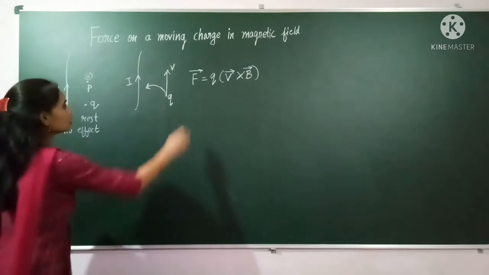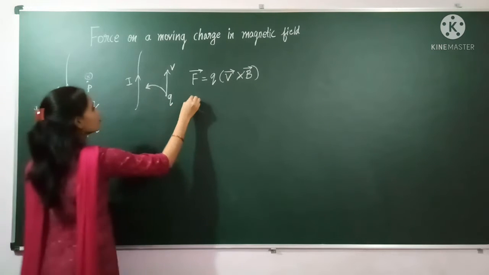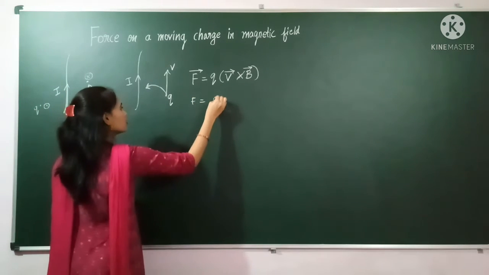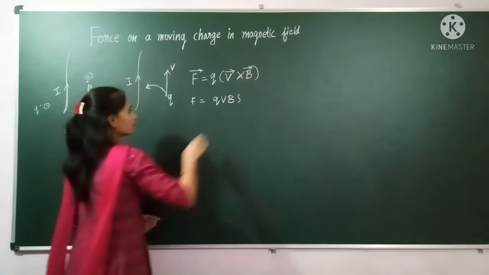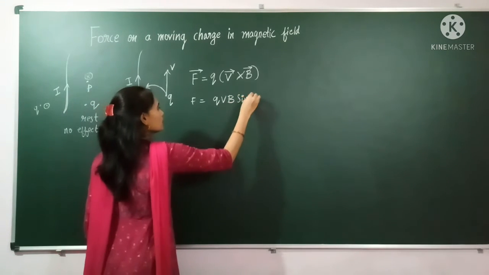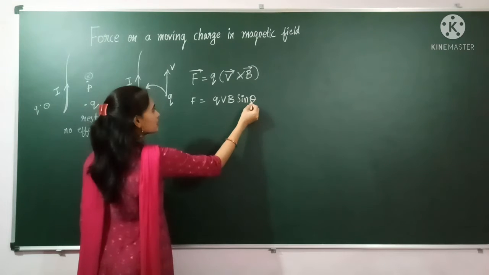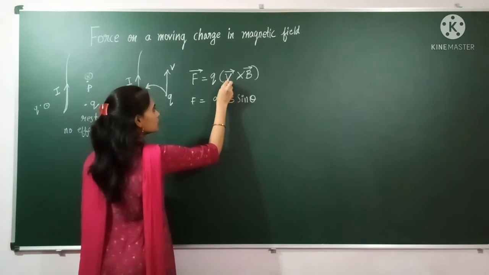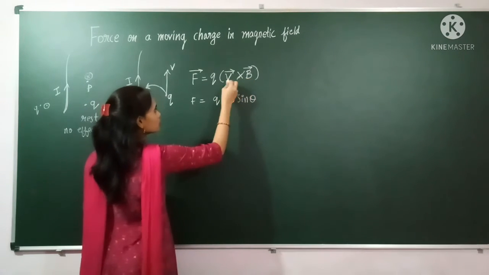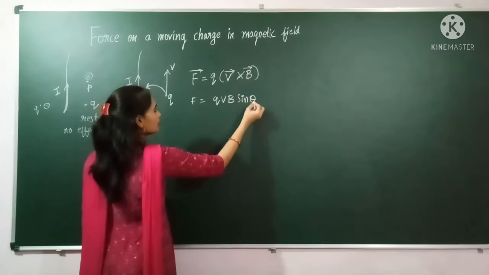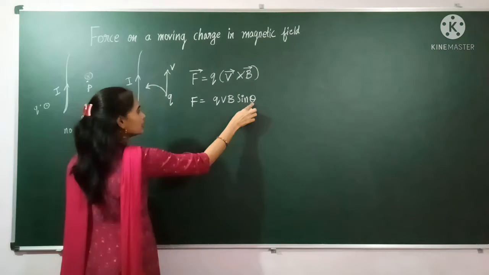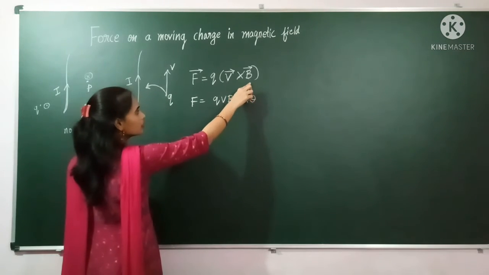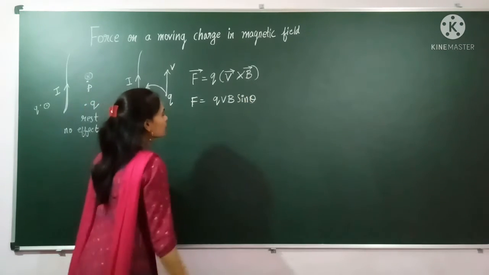So next, after this, the formula can be written as F is equal to QVB sin theta, where theta is the angle between the velocity of the charge and the magnetic field. So between these two the angle will be taken as theta, meaning this force is dependent on theta also, meaning the angle between the magnetic field and the velocity of that charge.